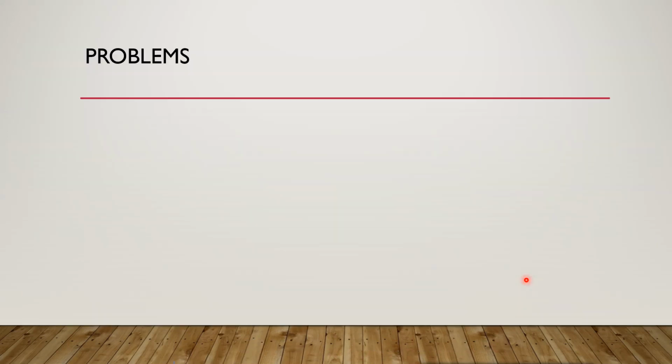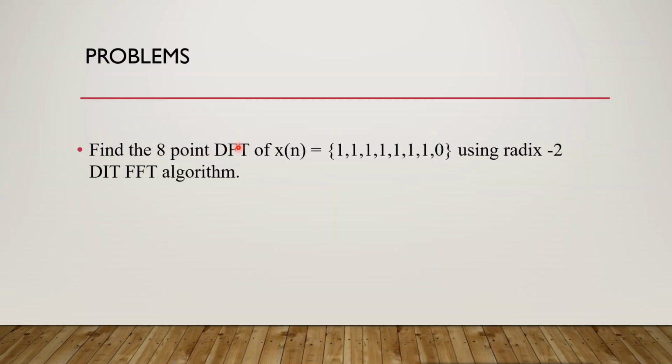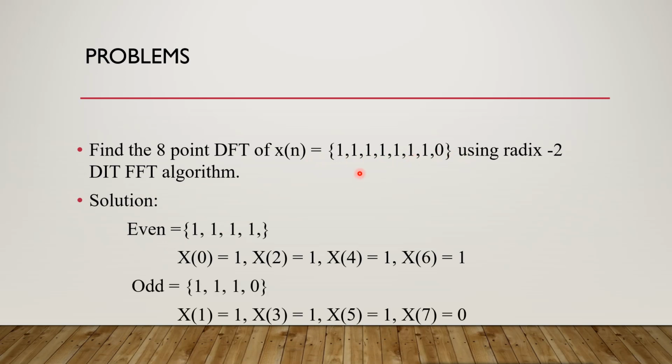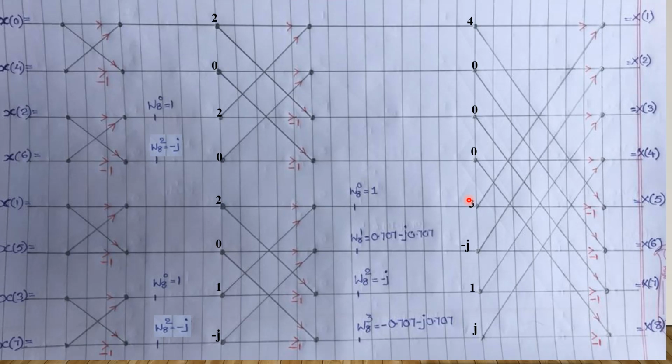Again, one more problem we'll see. Find the 8-point DFT of x of n given 1, 1, 1, 1, 1, 1, 1, 0 using the radix-2 DIT FFT algorithm. First, separate all the even samples and the odd samples separately. So here the even samples are 1, 1, 1 and 1. Odd samples are 1, 1, 1 and 0. So first draw the flowchart diagram for this one, then write the input samples.